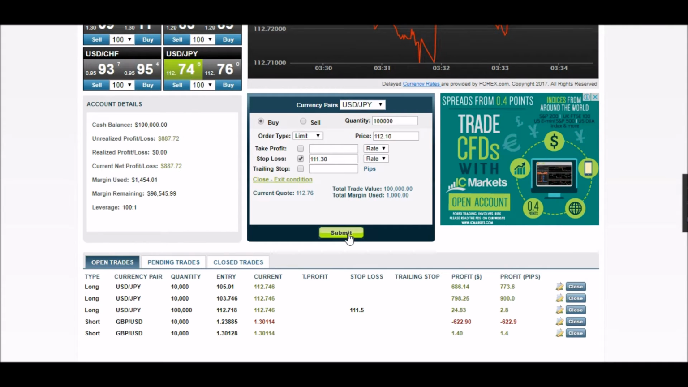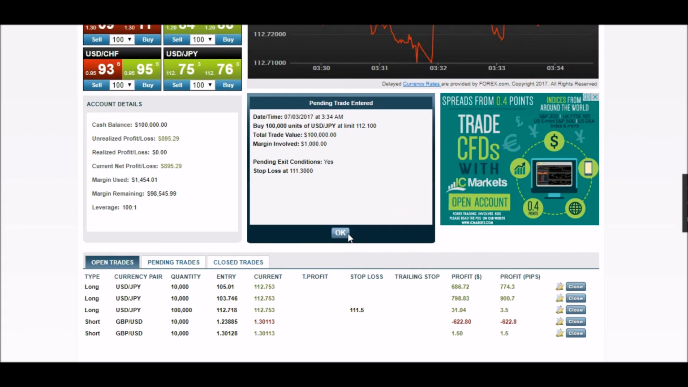So we executed at 112.72. The market is now at 112.76. We are roughly 4 or 5 pips in the money, which translates to $50.